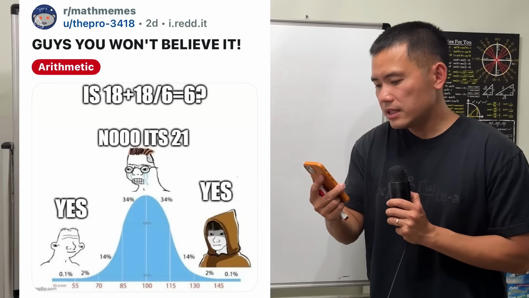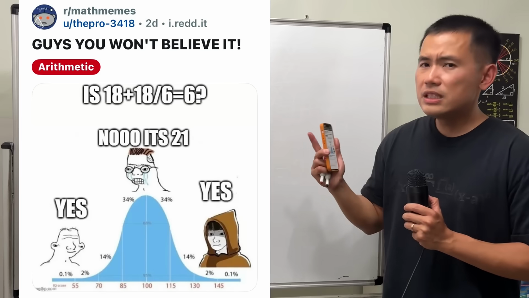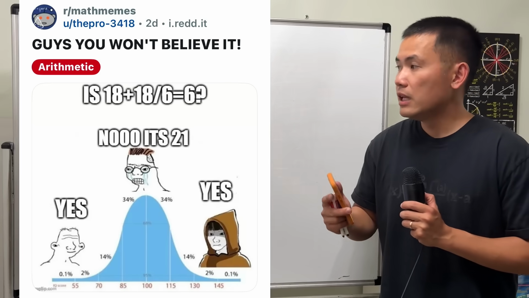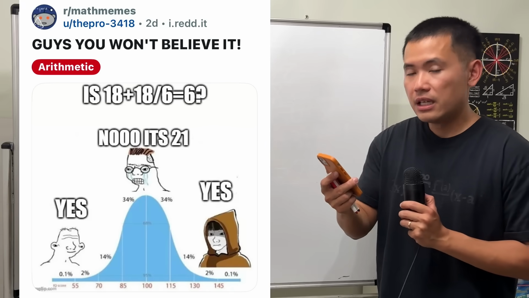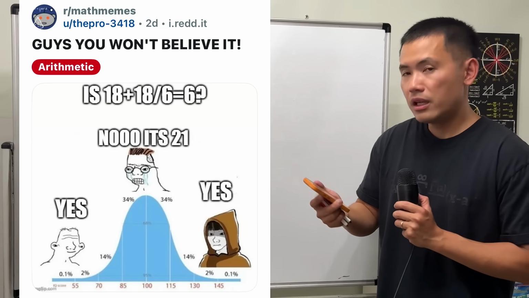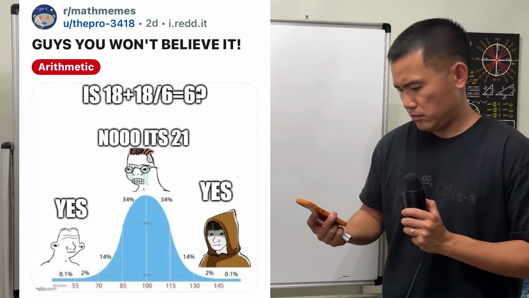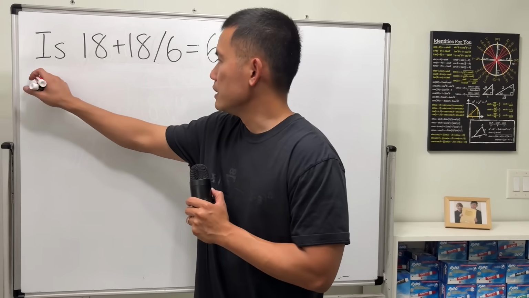Is 18 plus 18 divided by 6 equal to 6? This is from Reddit r/mathmemes, and we have the usual meme format. The first part of people said yes, and then the middle part of people said no, it's 21, and lastly, we have yes again. So what's going on? Let's talk about it.